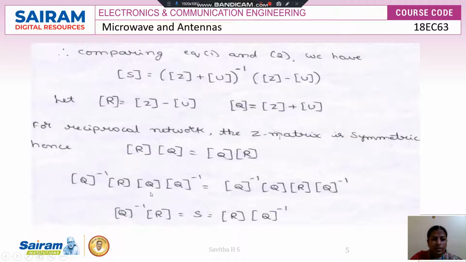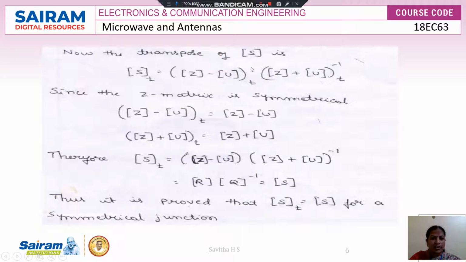Now we can see that Q and Q transpose will get cancelled. So the remaining answer is Q inverse into R, which is equal to S. And here also Q inverse and Q will get cancelled, and this is equal to R into Q inverse.